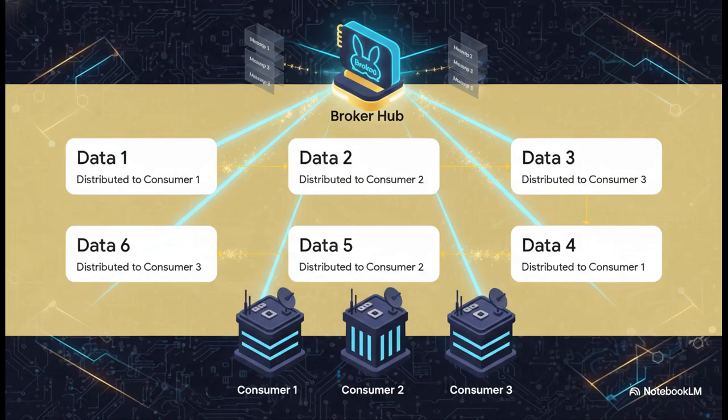Imagine we have one queue and it's got 6 messages waiting. To handle this load, we just launched 3 identical consumers, and they all listen to that exact same queue. Now watch what the broker does all by itself. It uses a simple but brilliant method called round robin.